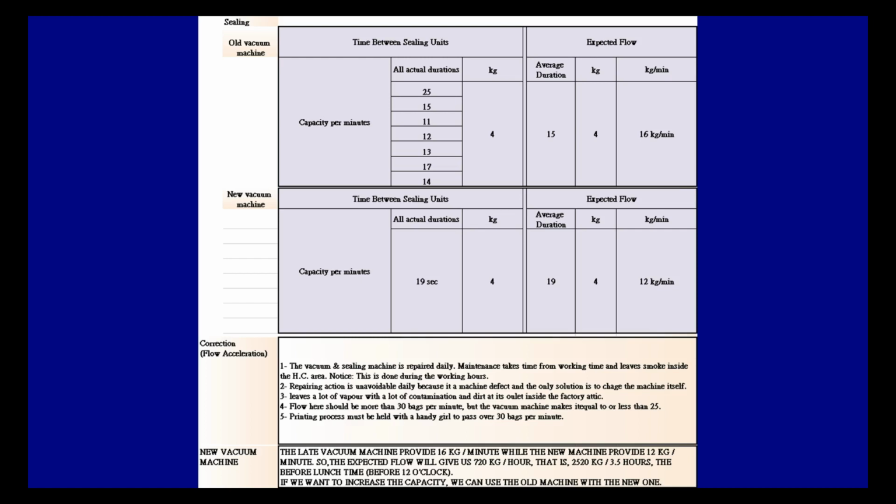New vacuum machine. The late vacuum machine provides 16 kilograms forward/minute while the new machine provides 12 kilograms forward/minute. So, the expected flow will give us 720 kilograms forward/hour, that is, 2,520 kilograms forward/3.5 hours, before lunch time, before 12 o'clock. If we want to increase the capacity, we can use the old machine with the new one.